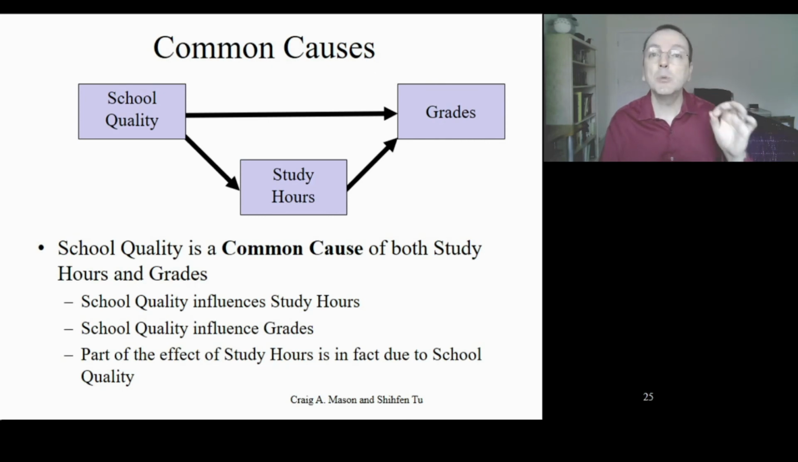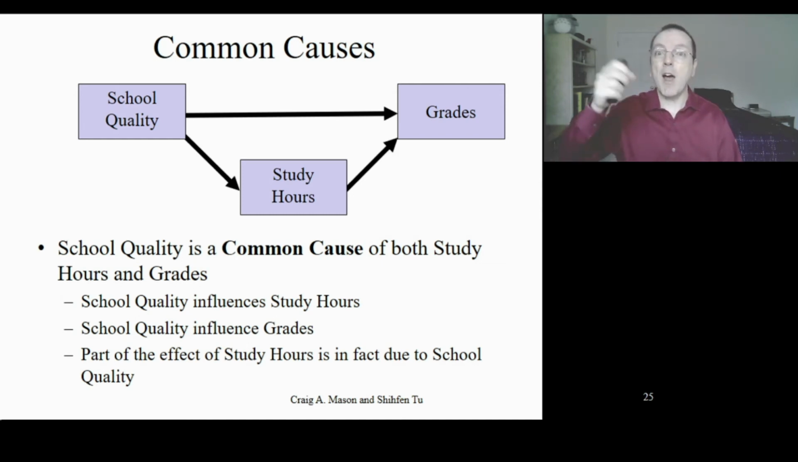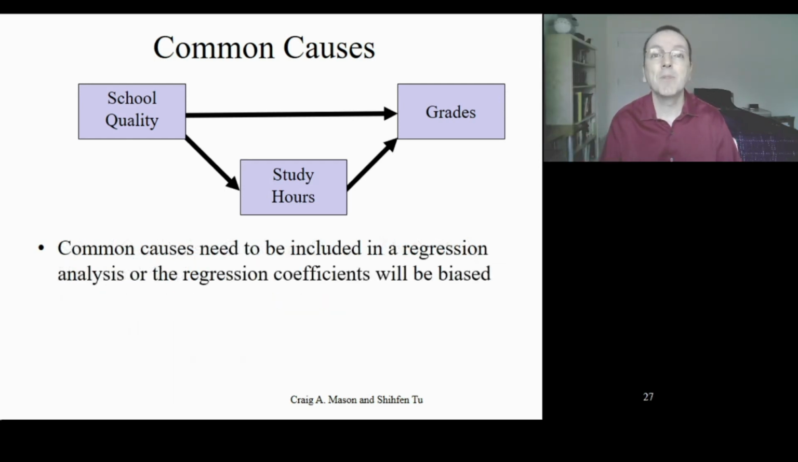In this example, school quality is a common cause of study hours and grades. Notice that it has a causal effect, a directional one-headed arrow, on both the outcome, grades, and the other predictor variable, study hours. Consequently, as we just noted, part of the effect of study hours is in fact due to school quality. School quality is driving that effect. It's that driving force behind part of the study hours effect.